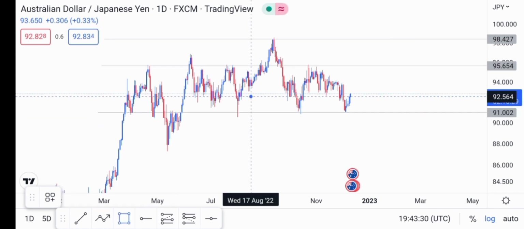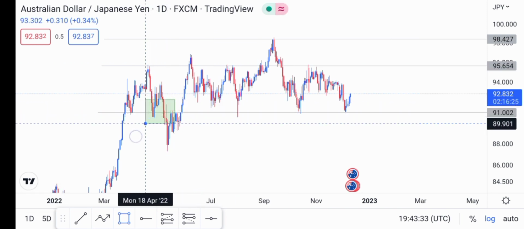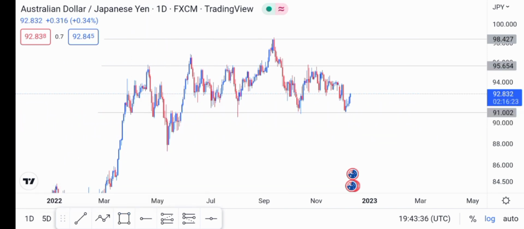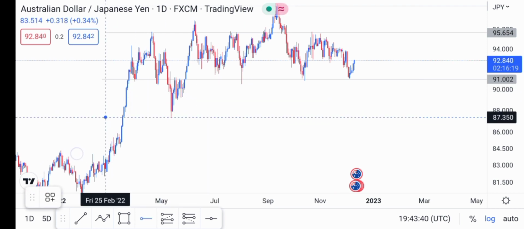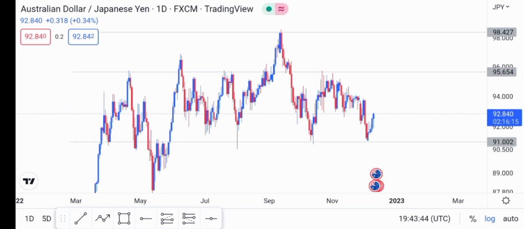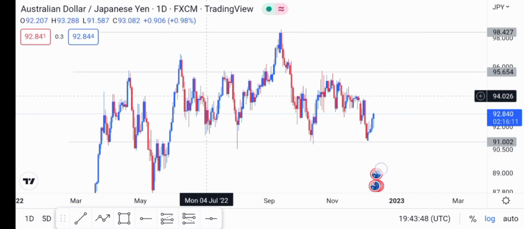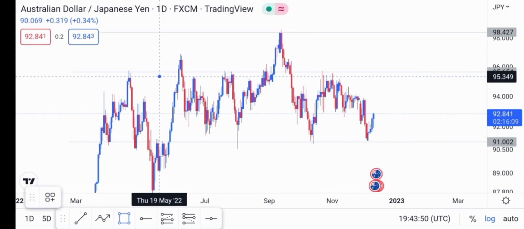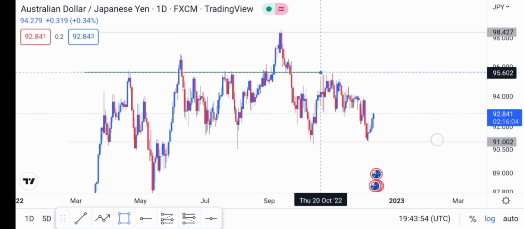Let us cater for our lowest level on the market, which is this level right over here. If you look closely, the market has been playing around this area here. So let us mark them out so they can be visible to you guys.